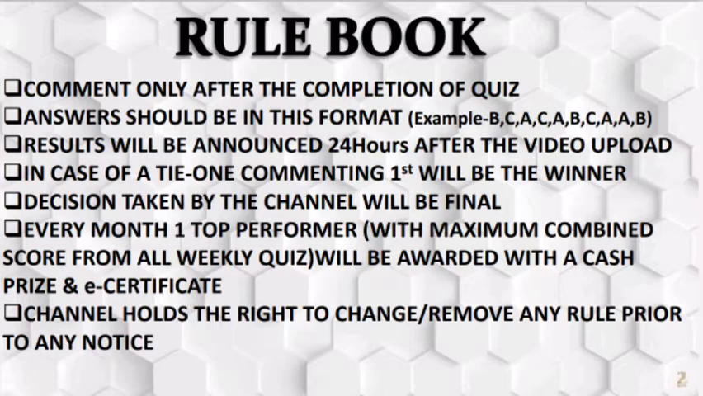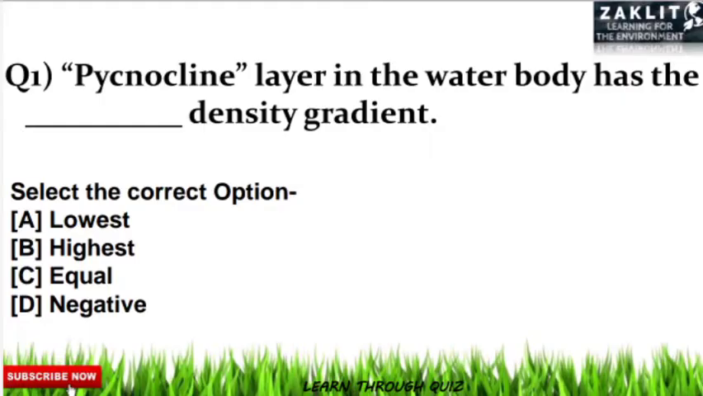So let's start with the first question. Today's first question is, the pycnocline layer in the water body has the dash density gradient. So you should select from the 4 options given on your screen. Time is running out, let's move to the next question.